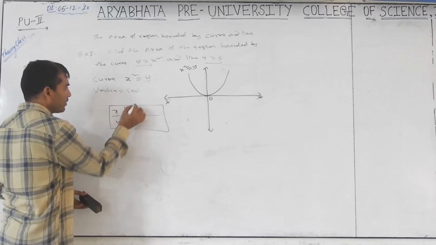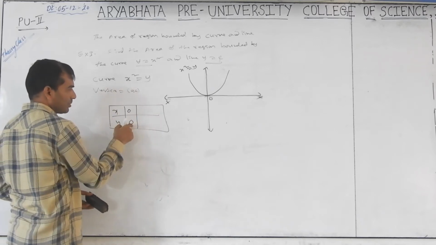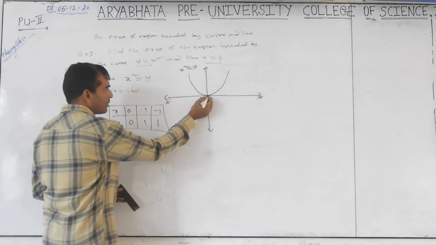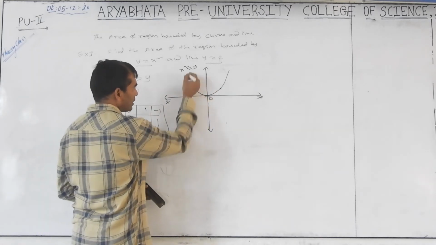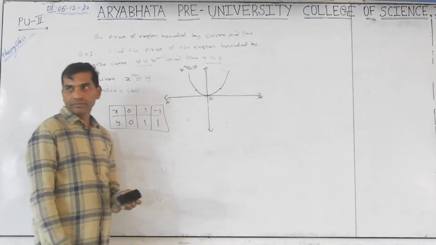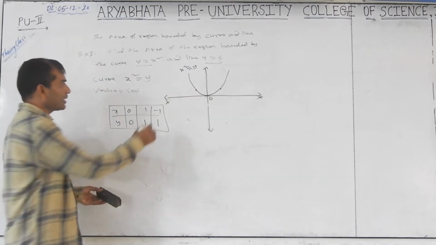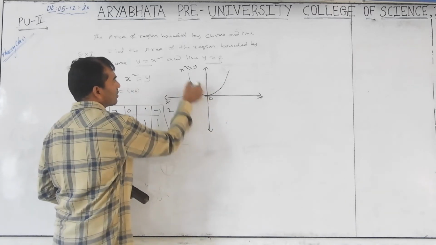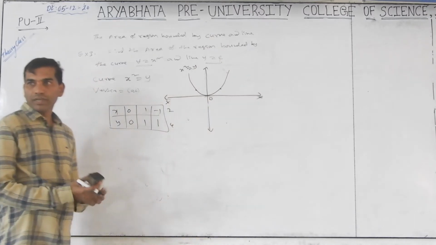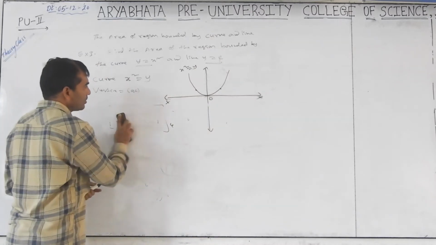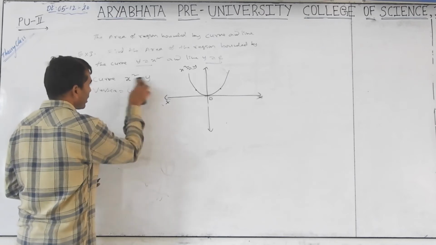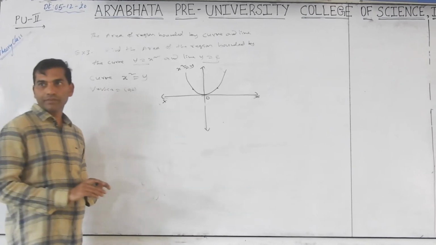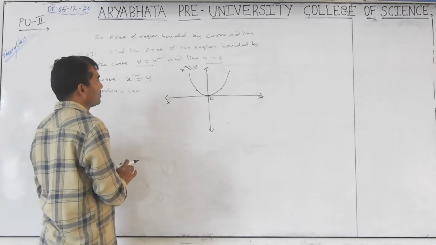Take the values. If you put x equal to 0, y is 0. x equal to 1, y is 1. x equal to minus 1, y is 1. So 0, 0 here, 1, 1 here, minus 1, 1 here. Then join these points. You can take two points also: x equal to 2, y is 4, so 2, 4 and minus 2, 4. Already you have learned this in first year. By seeing it we come to know that x square equal to y is a parabola which opens upward.